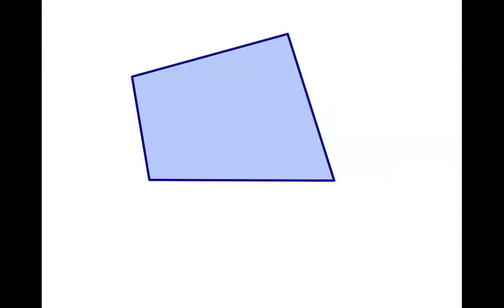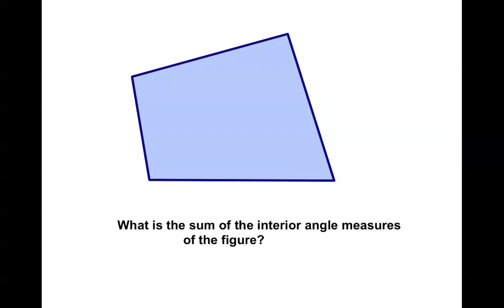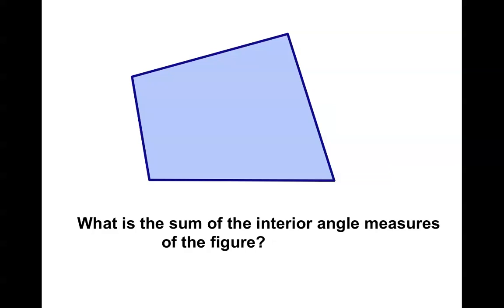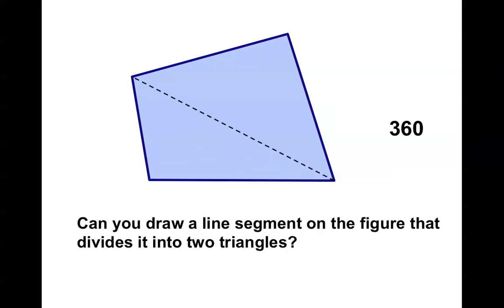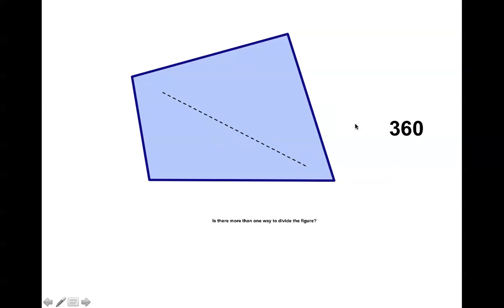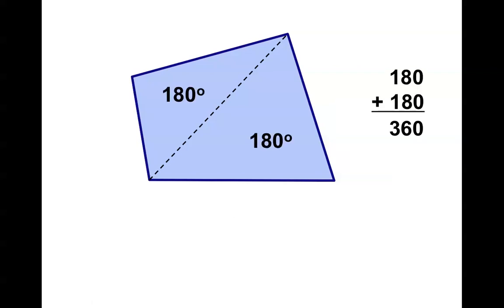So here's a polygon. It's a 4-sided shape. We call it a quadrilateral. What's the sum of the interior angle measurements of this figure? Well, we can use what we learned about triangles to help us out. If I draw a line segment straight across, notice how many triangles I have. 1, 2. Since each triangle has interior angle measurements of 180, 180 plus 180 would equal 360.